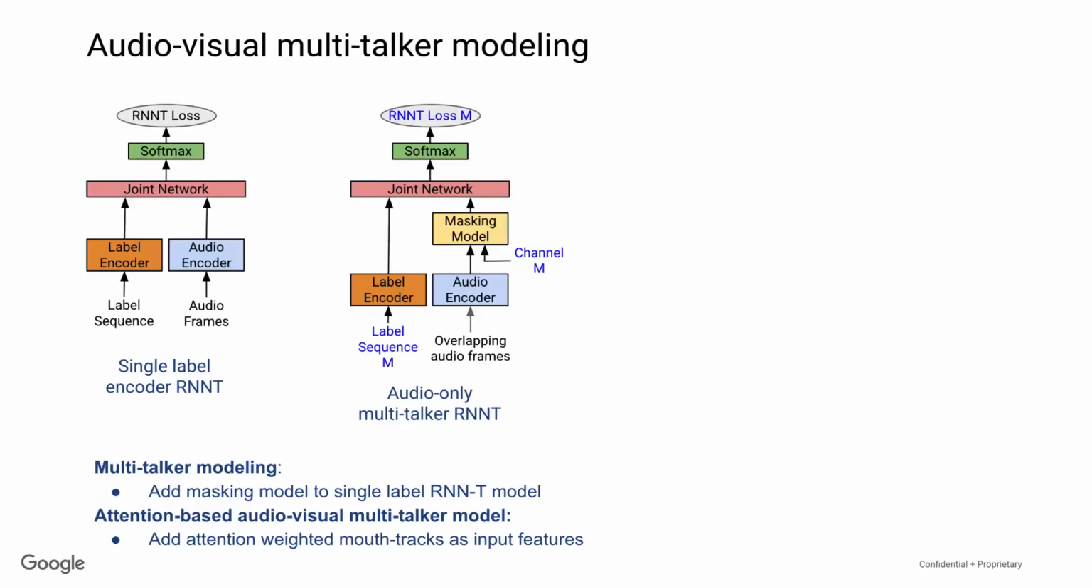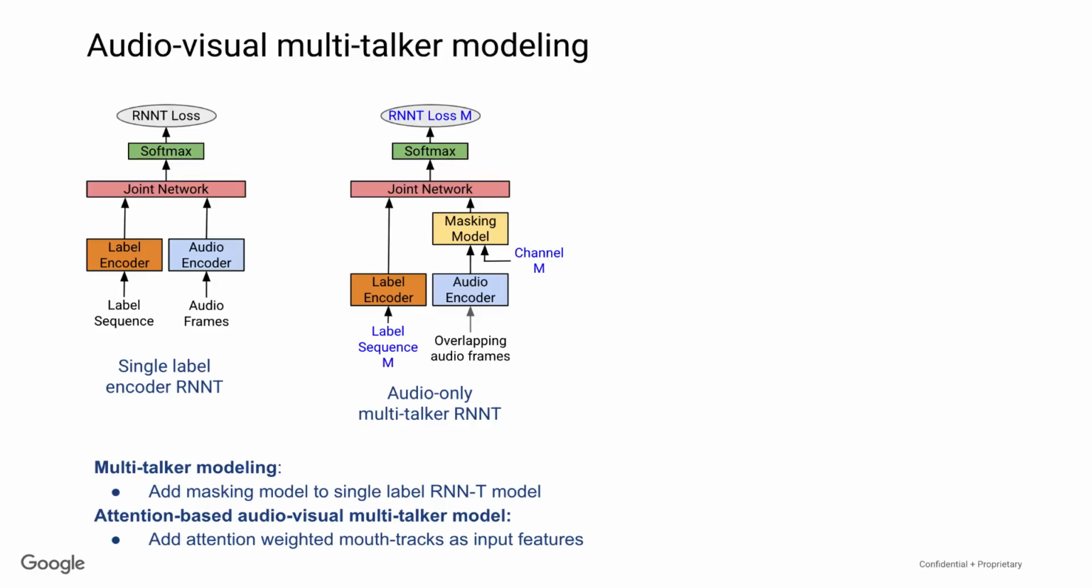These block diagrams describe how the audio-only multi-talker RNN-T model is an extension of the single label encoder RNN-T. The multi-talker model adds a masking model, and for the two-speaker case consists of two passes. In the first pass, a channel select index for the first speaker is appended to the encoded overlapping audio features.